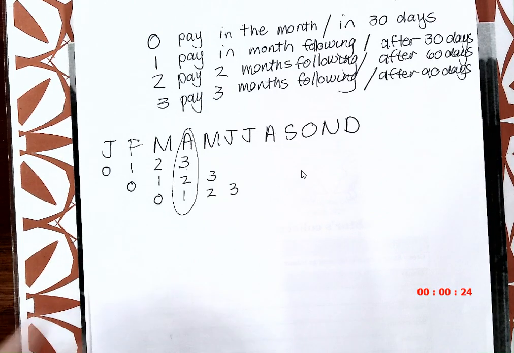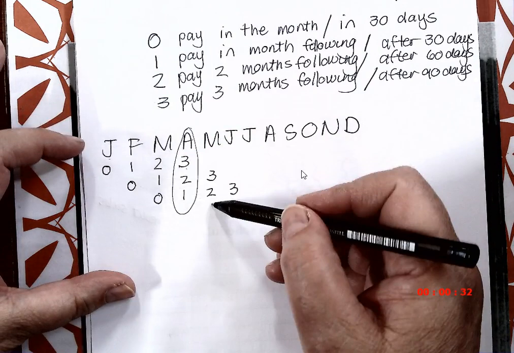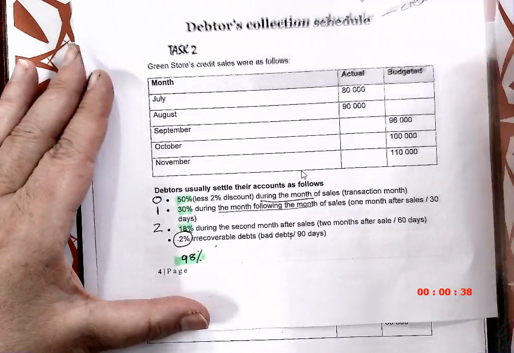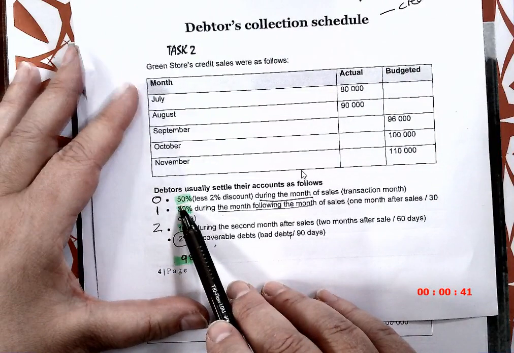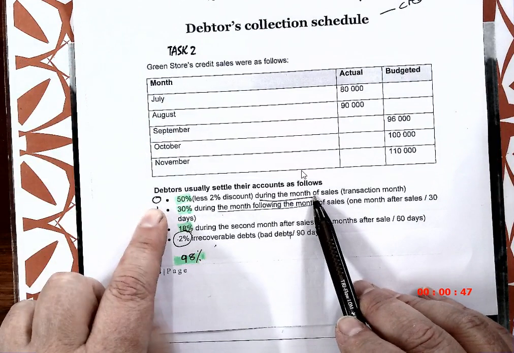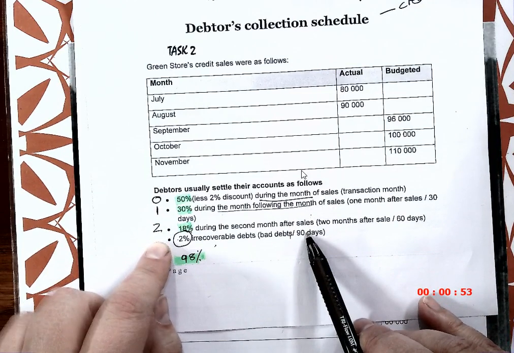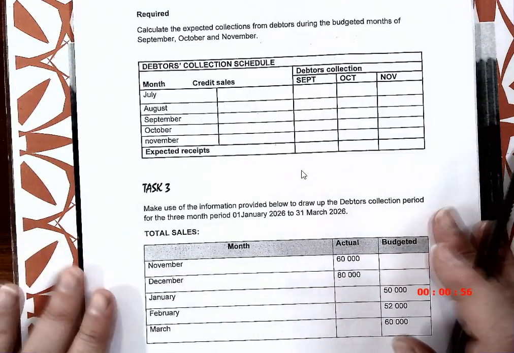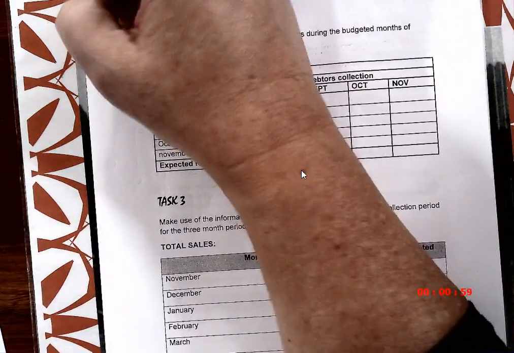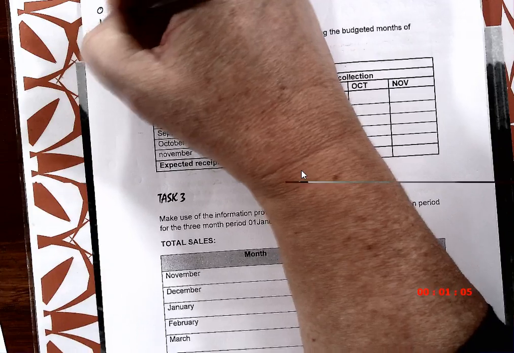Now, what you will see, it's important to determine if the debtor starts paying in the month or in the month following. Okay. So now if I look here, they say 50% of their debtors pay in the month. That's why I'm making it a 0. 30% the month following, 18% the month following. So now when I go to my schedule, I'm just going to rewrite for myself 0, 1, 2. And this is 50% less 2, 30 and 18.